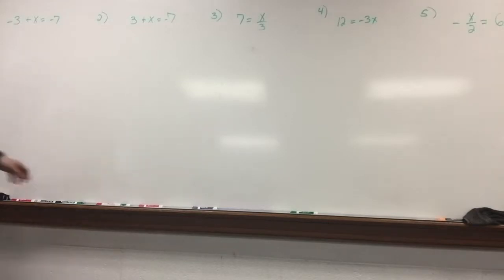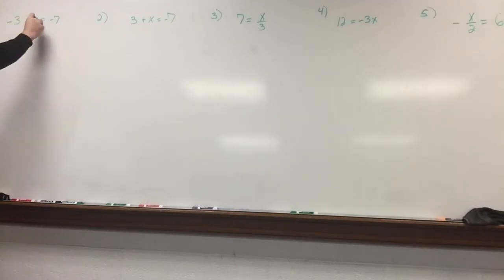So, refresh my memory. What is our first step anytime that we have an equation? Tegan? Find the balance point. The balance point is always my equal sign. That's where we're going to try to keep everything level. Now we're looking at inverse operations. I want to read my problem first. -3 plus x equals -7.